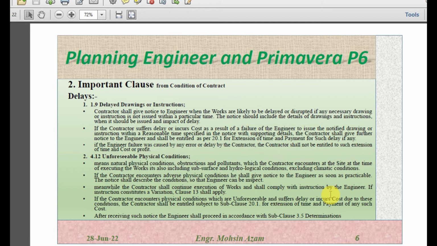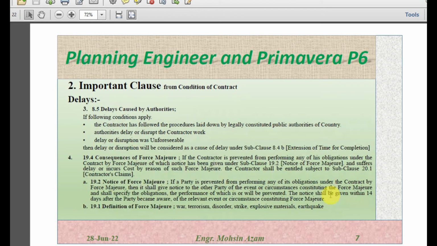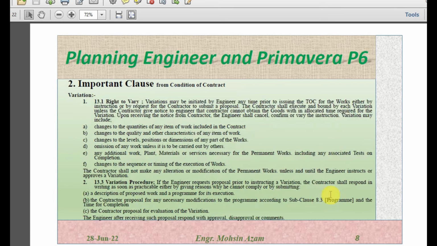So we discussed here actually four events. One is delay of instruction and drawing. The second one is unforeseeable physical condition. The third one was delay caused by authorities, and the fourth one was force majeure. So if the contractor faces any delay, he will be entitled to the extension of time and to additional payment under subclause 20.1, which is contractor claims.